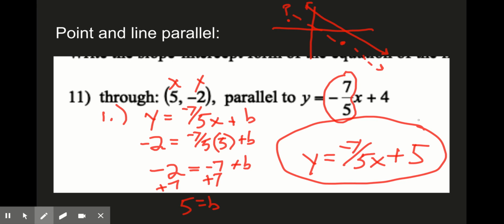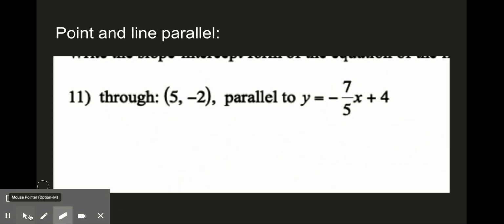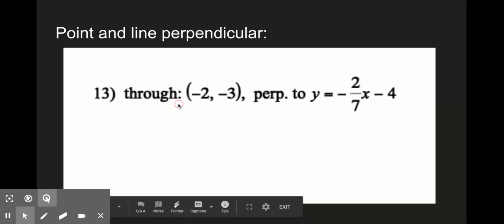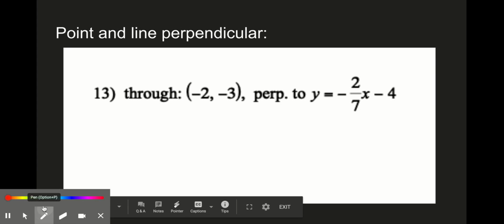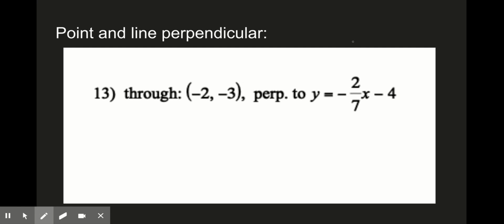We have one more to go. You guys might be able to guess where this is going. Okay. What I would deem probably the most difficult ones, which is perpendicular. Because we cannot get too ahead of ourselves and say, oh, they must have the same slope, because what do we know about perpendicular lines? They don't. They have what's called opposite reciprocal slope.